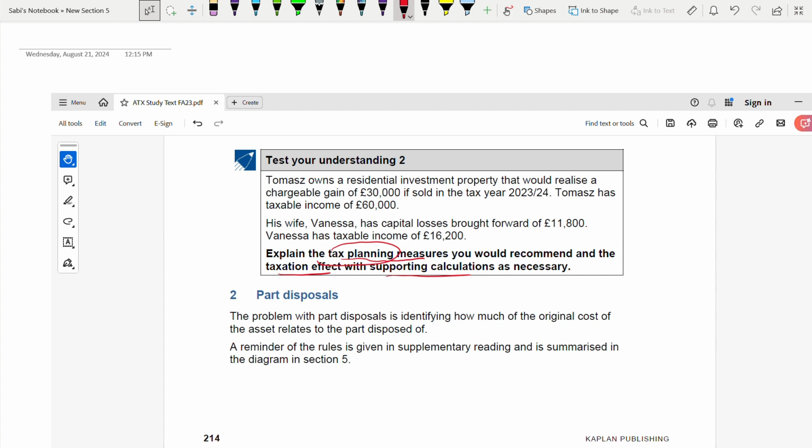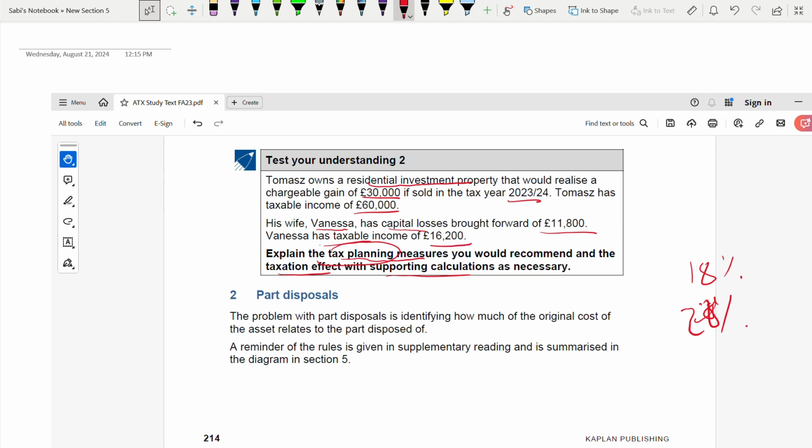Here, Thomas owns a residential investment property. The moment you see residential, the tax rate is 18 or 28. He will realize a chargeable gain of 30,000, sold in the tax year, and has a taxable income of 60,000. His wife, Vanessa, has capital losses brought forward of 11,800 and has a taxable income of 16,200.